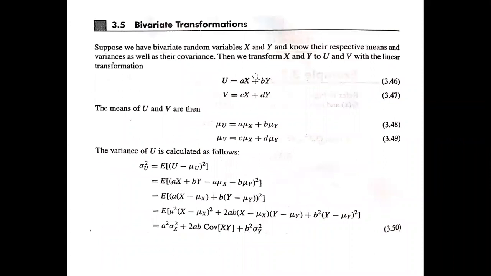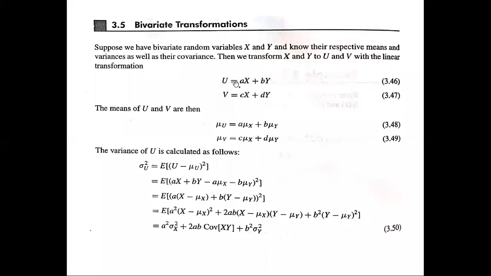So once we say linear transformation, then the transformation will look something like this. That means the two different variables x and y are transformed into another two different variables, which are u and v, where u and v are related by u is equal to ax plus by and v is equal to cx plus dy.